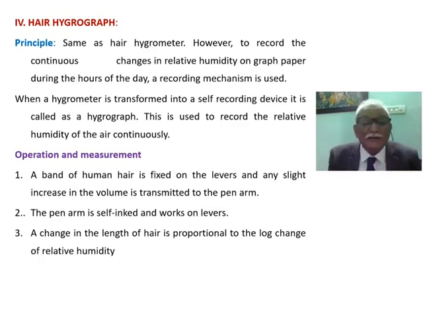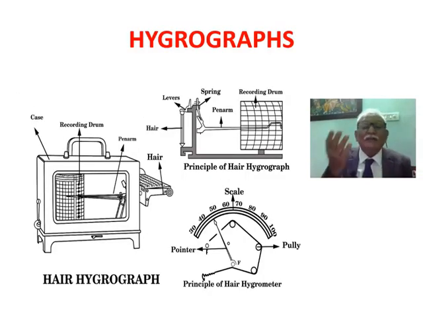In operation, a band of human hair is fixed on the levers, and any slight increase in volume is transmitted to a pen arm through a magnifying system. The pen arm is self-inked and works on the levers. A change in the length of the hair is proportional to the log change of relative humidity. Simple mathematics. This is how hygrographs look. The first one, on the left side, is the hair hygrograph, based on the principle we just discussed.